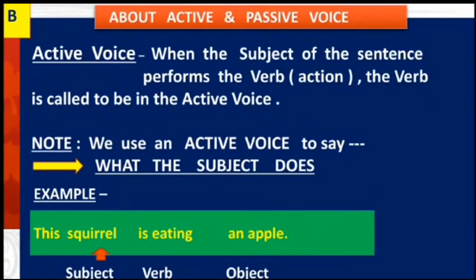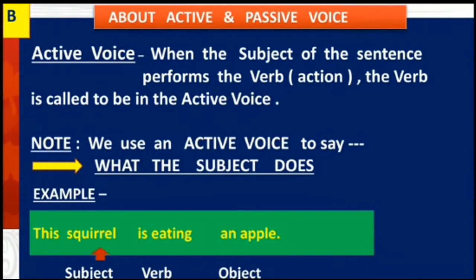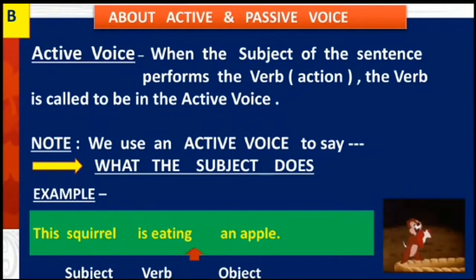When the subject of the sentence performs the verb, it is said to be in the active voice. See the given example. This squirrel is eating an apple. Here, the subject squirrel is performing the verb, that is, eating.